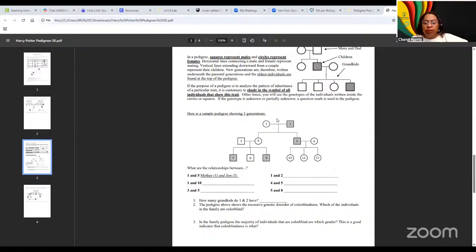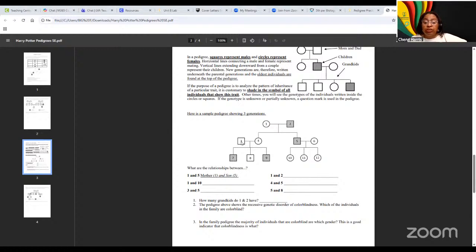Number 3 is the son. Sorry, is a daughter. No, son. I was right the first time. Is the son because it's a square. And it's not the son. It is the son-in-law because they are married to the daughter. Number 4 is the daughter. Number 4 married number 3. So that's the son-in-law.